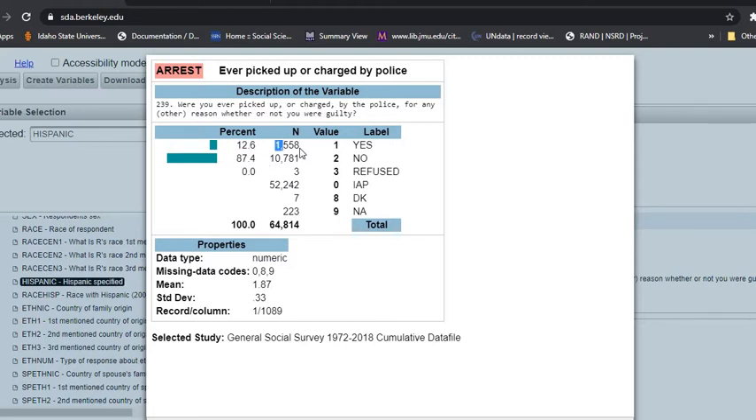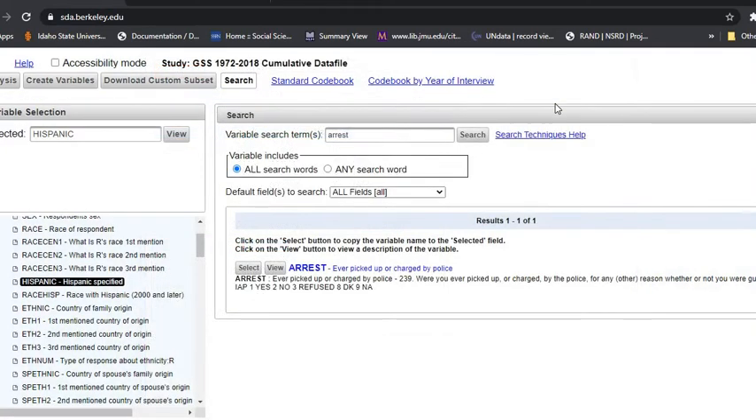And then there's your total numbers there, which you can see again that it's more useful with this example to focus on the percentages than to focus on the total numbers in each category. So, rounding, about 13% of people have been arrested before.